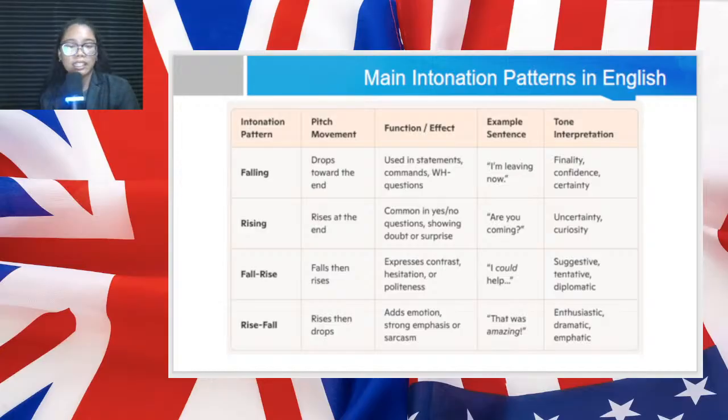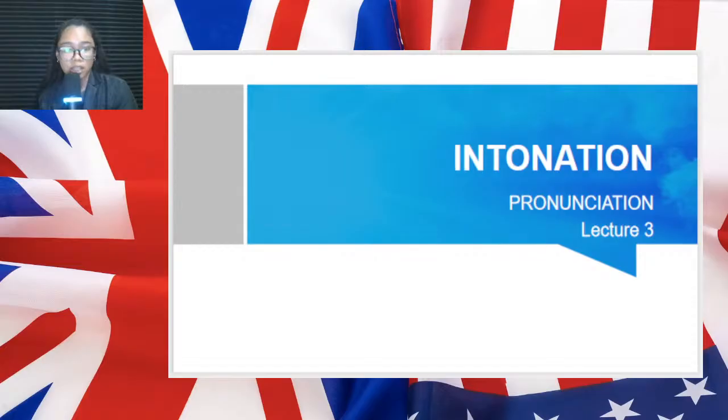Right. All right, everyone. That brings us to the end of our lecture on intonation. I truly hope that by systematically breaking down these four main patterns, falling, rising, fall-rise, and rise-fall, you now have a much clearer and more practical understanding of how the music of English works.